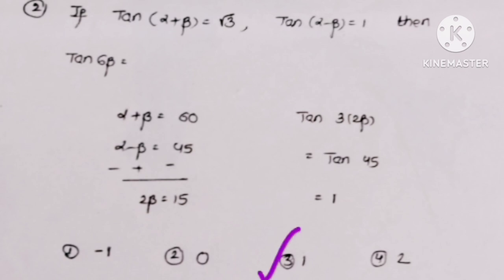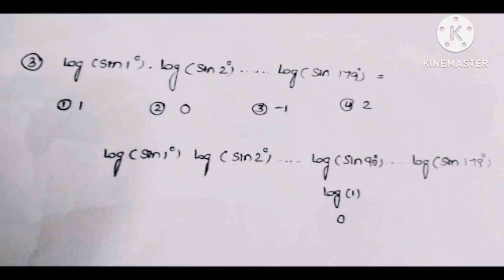Where is the question? Just simply find the values of alpha plus beta and alpha minus beta, then deduce the value of beta and replace the beta value simply in the given question. Understand all of you? Where is the question? Okay, so the next problem.